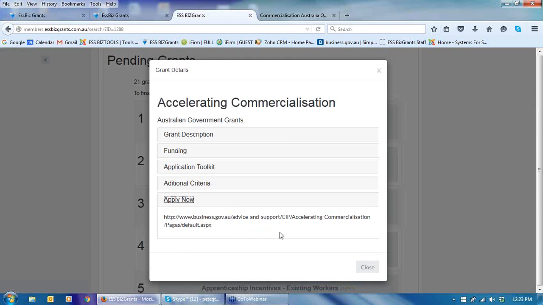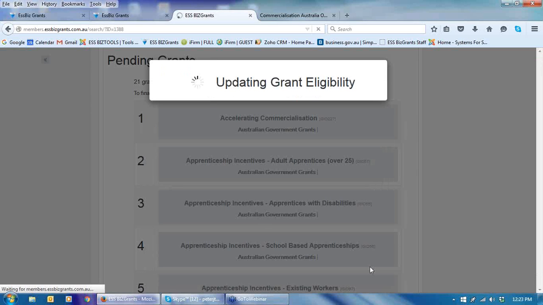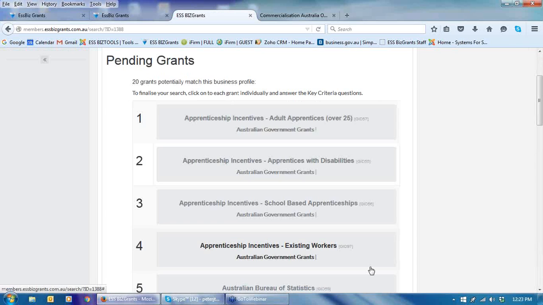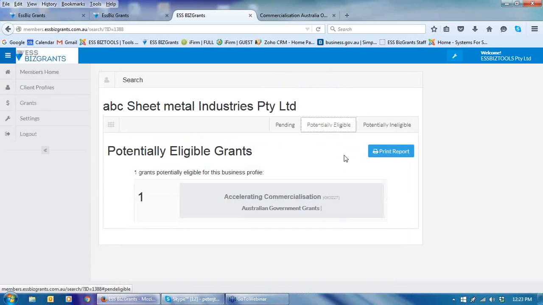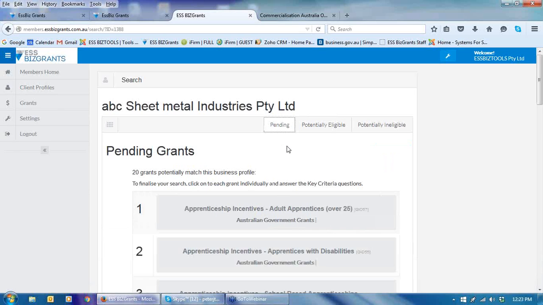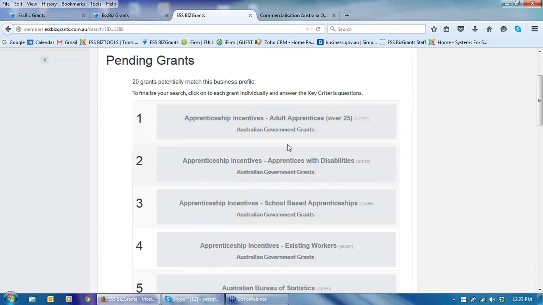Now, if you were watching closely, the system then brought up apply now. And if we click onto that URL, it will take us to the government website where we'll be able to ascertain the expression of interest form. Now, that takes a little time, so we won't do that. We'll close that now. The system is now determining the grants. Notice the number's now gone from 20 to 21, and under potentially eligible, we now have that grant, Accelerating Commercialization. If we go back to pending, we'll just pick a couple more of these.